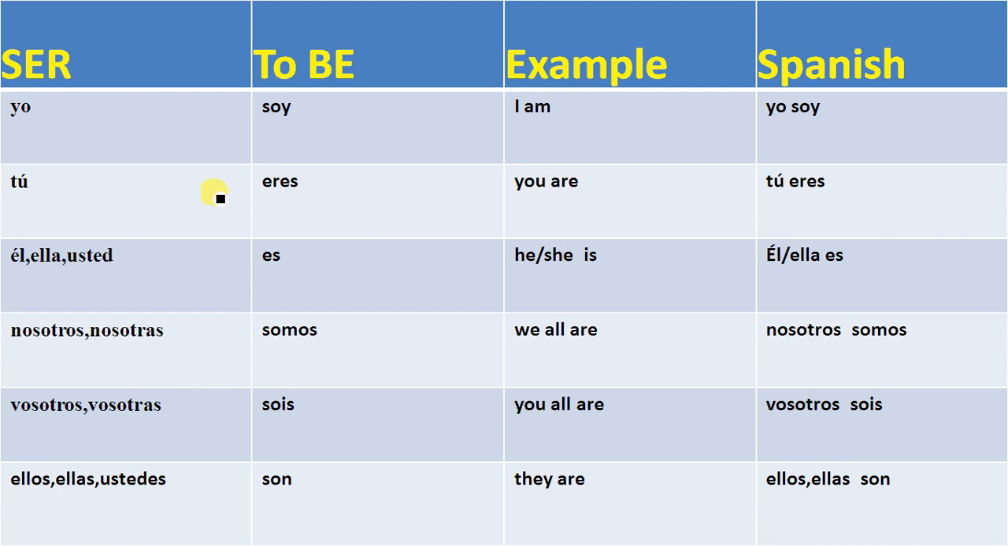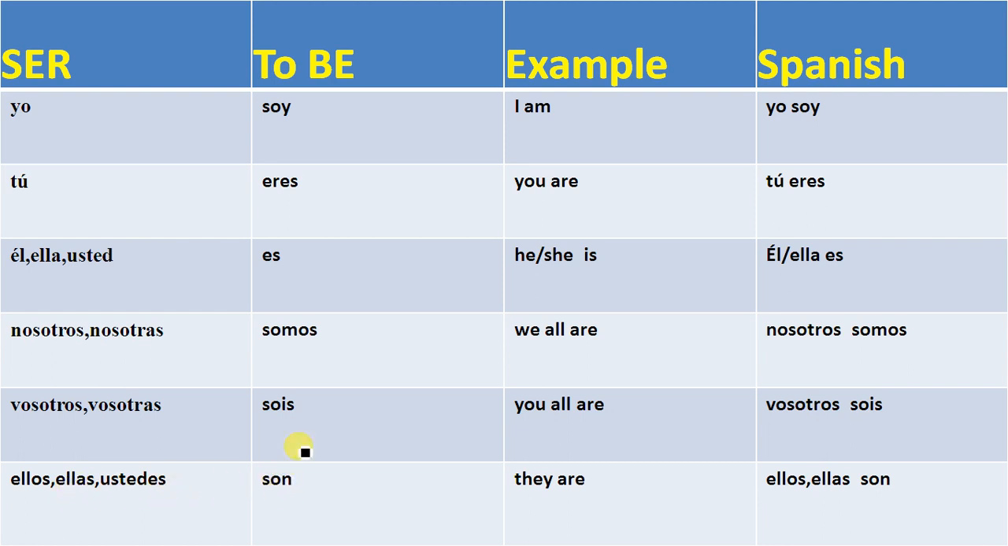Okay. So if your verb is ser, it means to be. So the ser form with yo is soy. With tú, eres. With él, ella, usted, you will use es. With nosotros, nosotras, you will use somos. With vosotros and vosotras, you will use sois. And with ellos, ellas, you will use son.